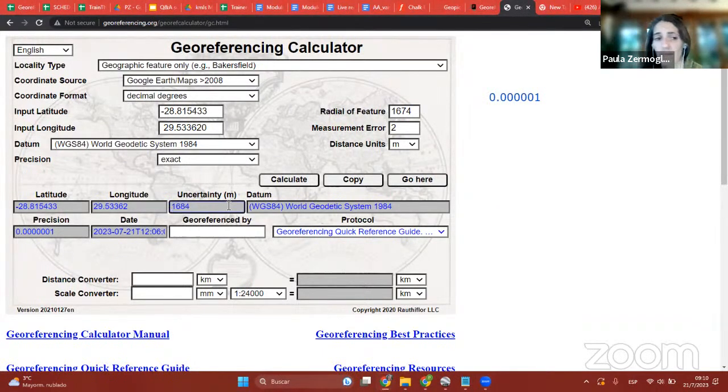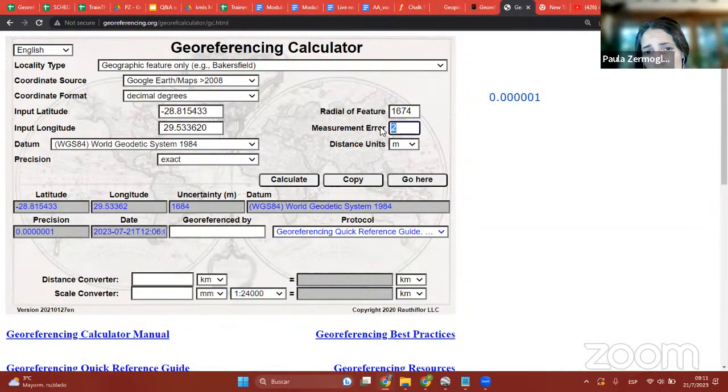Why do we have this uncertainty of 1.6 kilometers here? Ushari says the radial. Any other ideas? We have a position for measurement error, and some other that agrees with the radial. It is indeed the radial. The radial of the feature is the biggest contribution to this uncertainty.